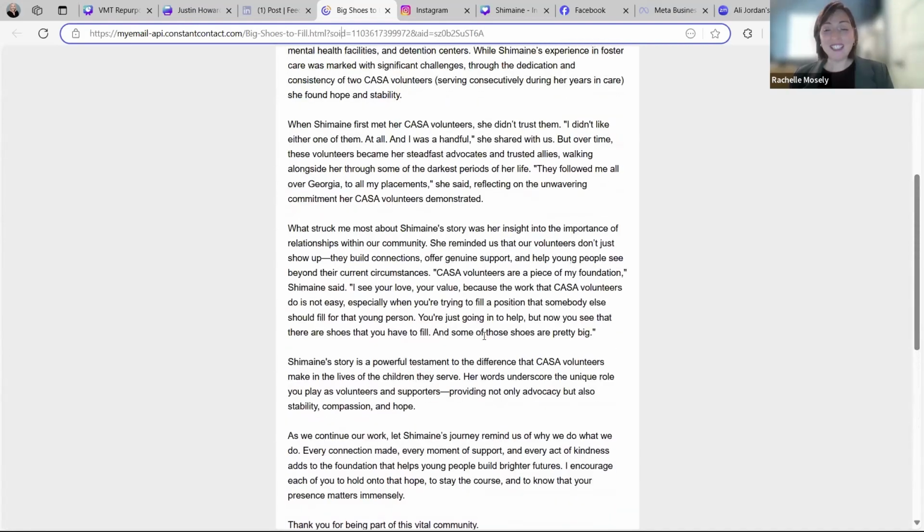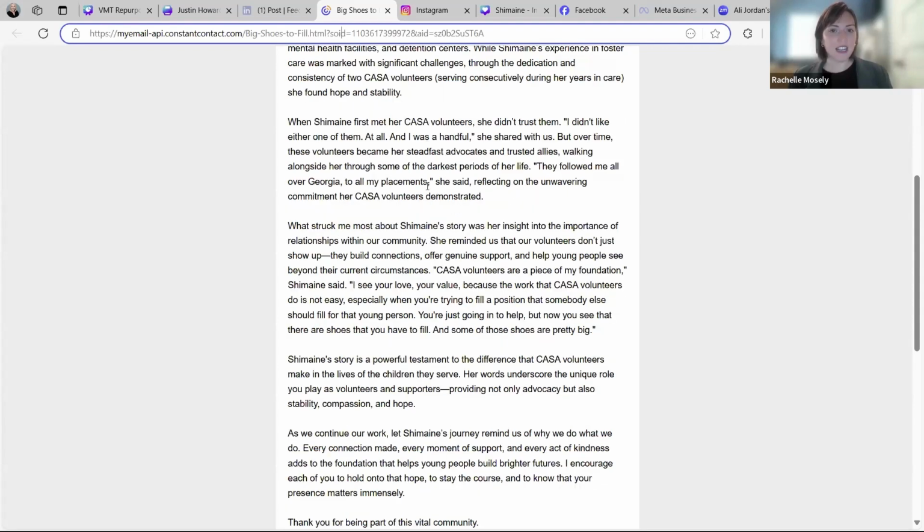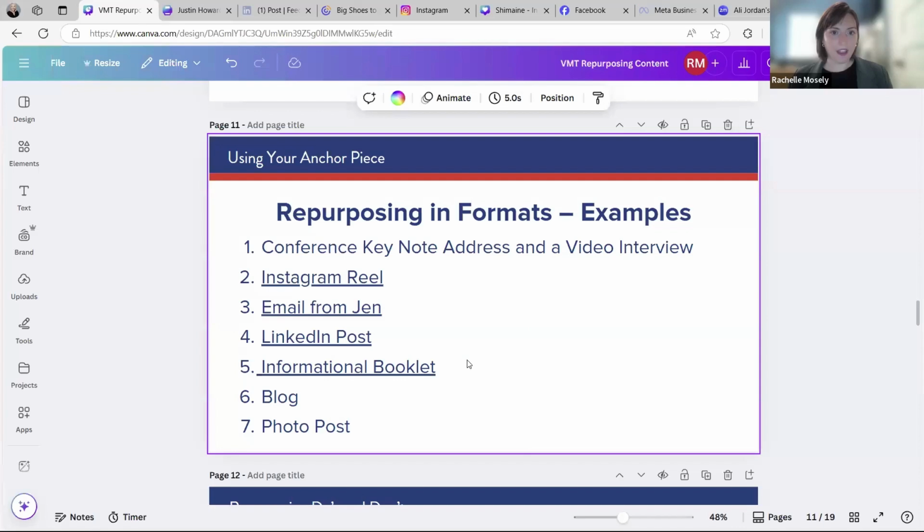I think this is a really great example, because it's not always the obvious thing, like just taking that same piece and showing it, but using it and incorporating small bits of it in different ways. So here we have a few different quotes from Shemaine's speech in this email.